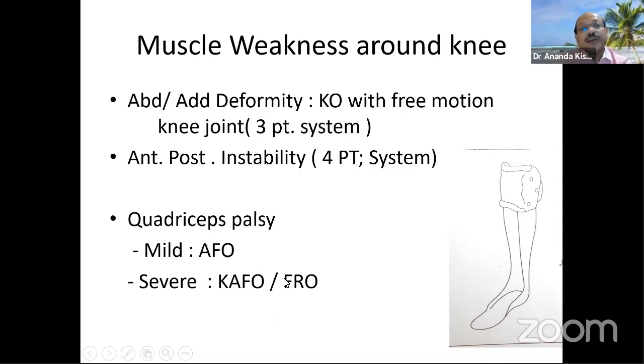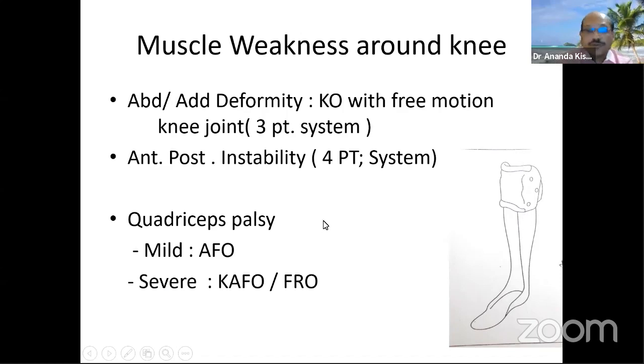If it is severe, we can use the knee ankle foot orthosis, because the knee is affected. So in that case, in the classical variety, you have to use the knee ankle foot orthosis. Though the ankle is not affected, still in the classical variety, you have to use the knee ankle foot orthosis. So it is very, very heavy, and that's a problem. So in that case, FRO is the alternative solution.